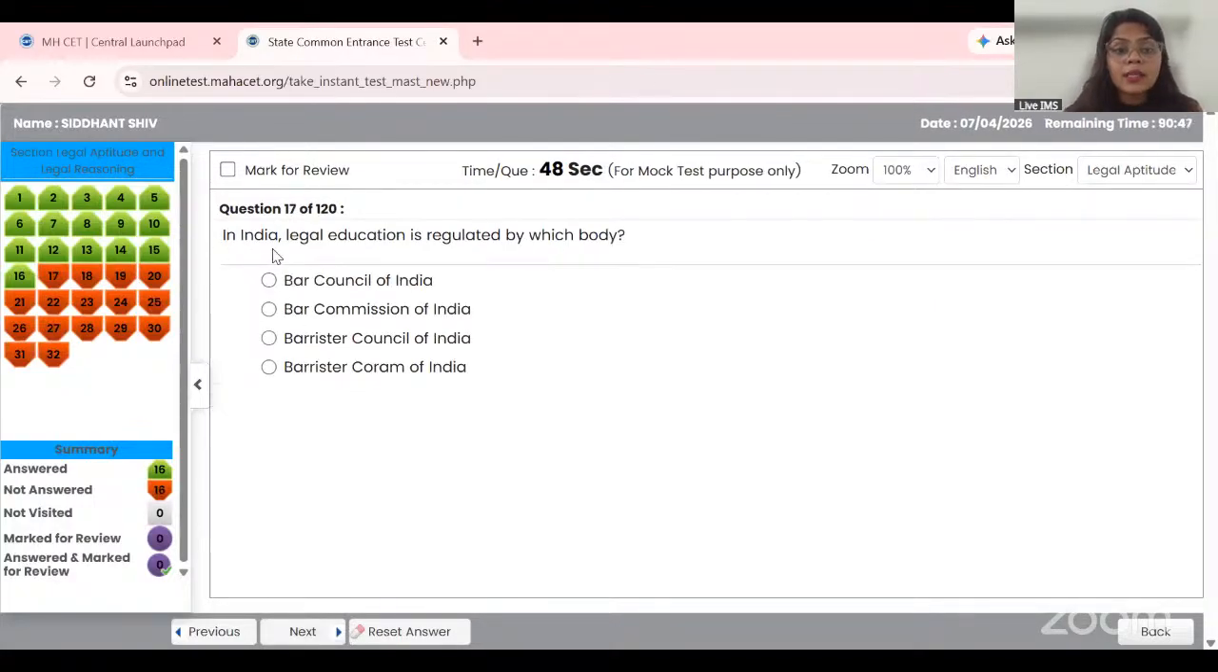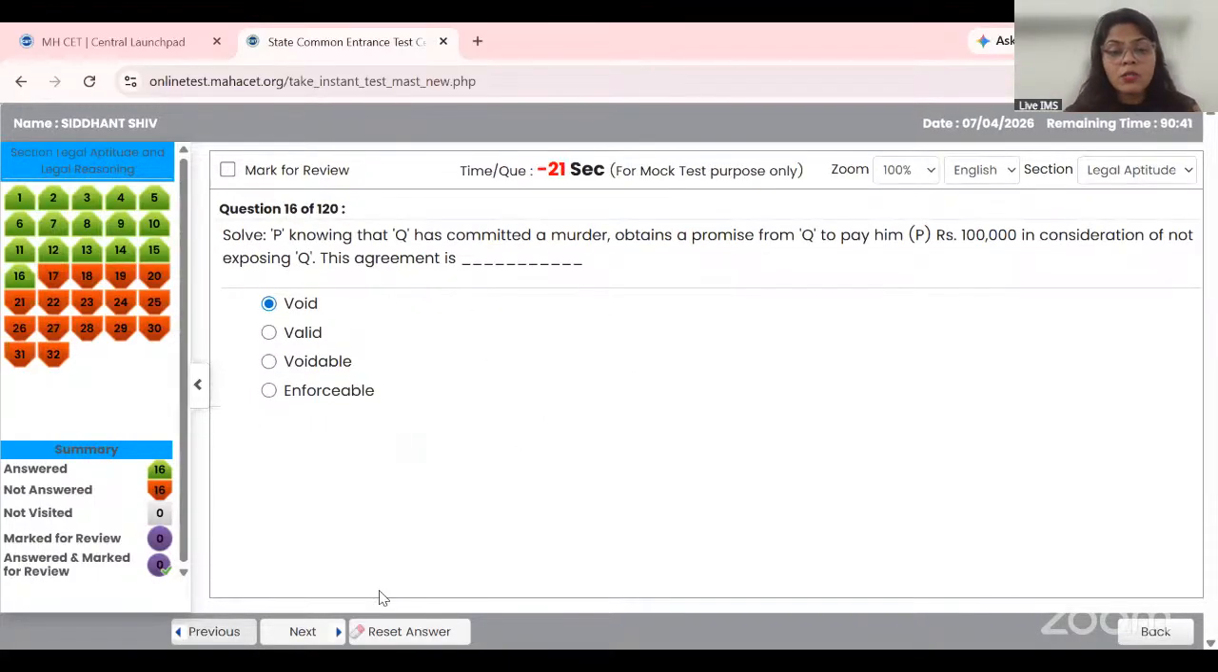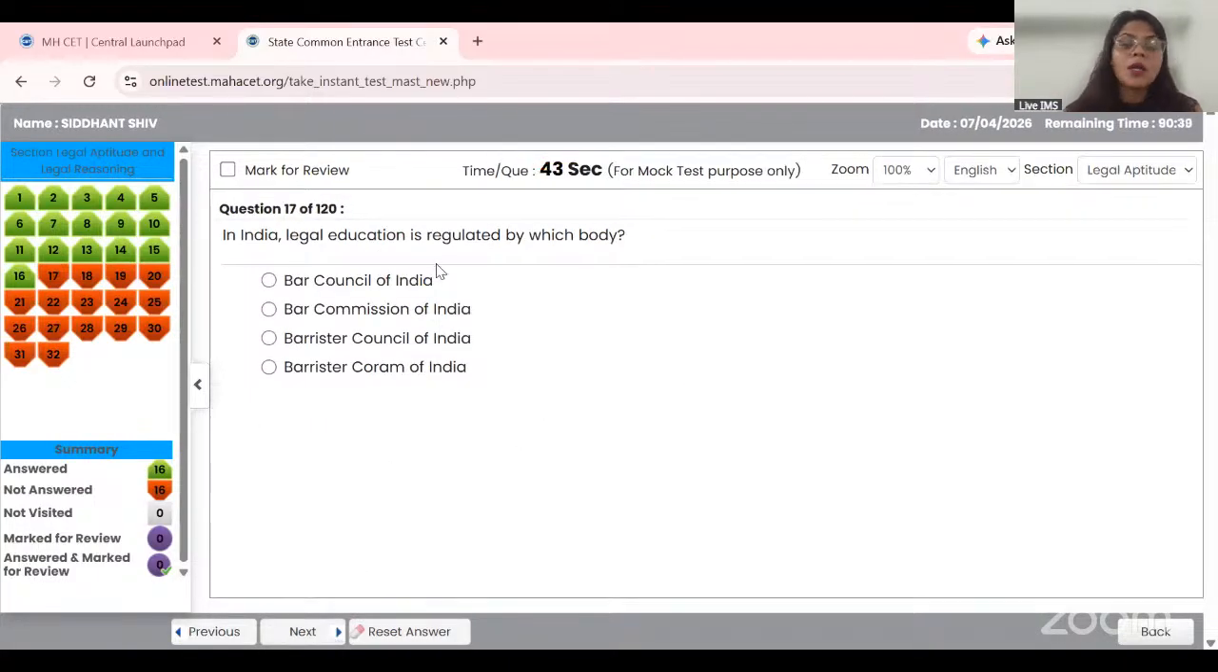Next question is, in India, so I'm so sorry, going back to the previous question, why is it not enforceable? Because it is against public policy. Next, in India, legal education is regulated by which body?